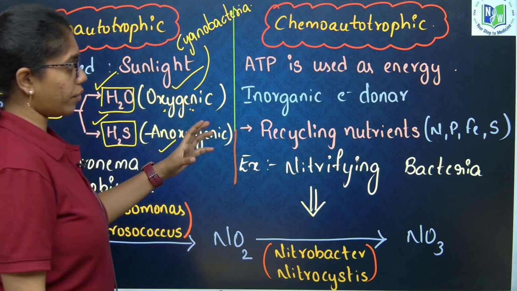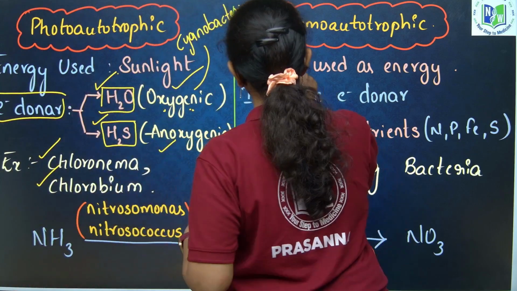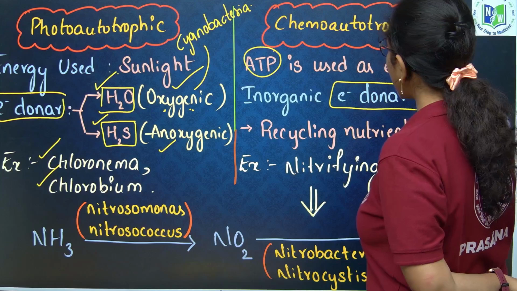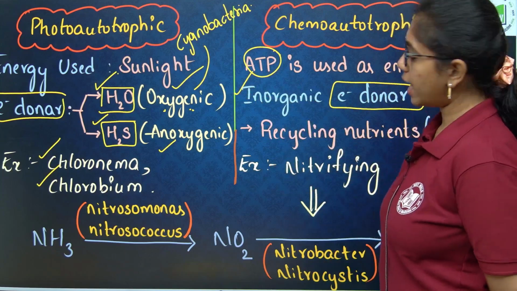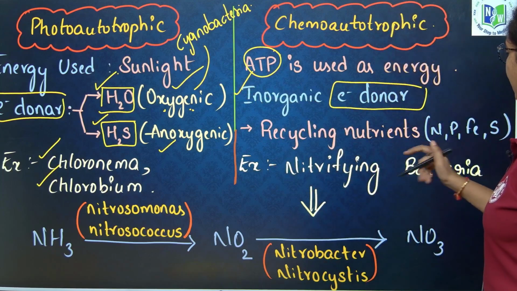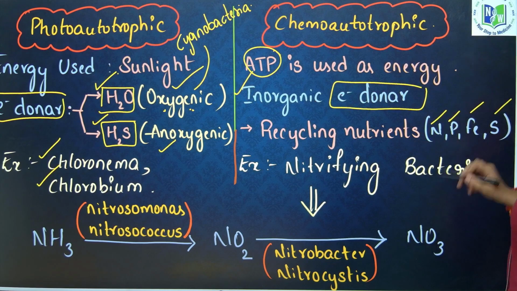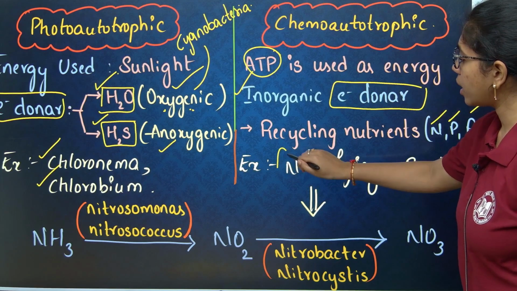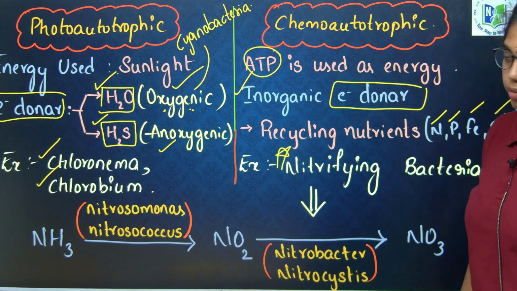Coming to chemoautotrophic nutrition, the energy used is ATP and this is from inorganic molecules. Here inorganic molecules will serve as electron donor, inorganic molecules like nitrogen, phosphorus, ferrous and sulfur. For example, nitrifying bacteria is one of the examples for chemoautotrophic nutrition.